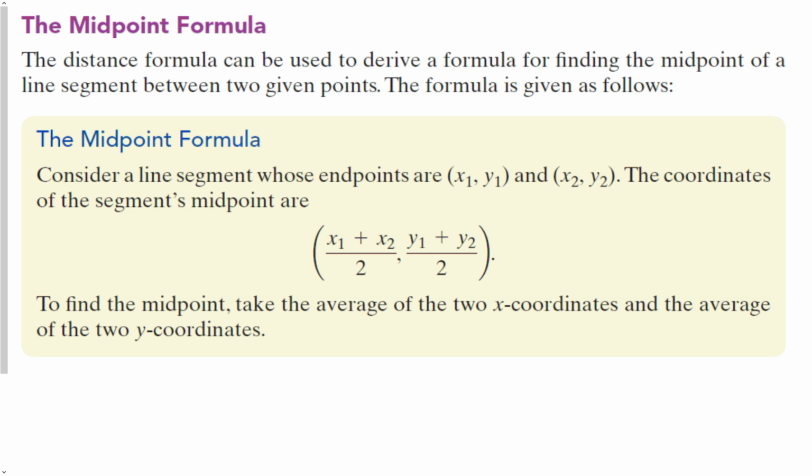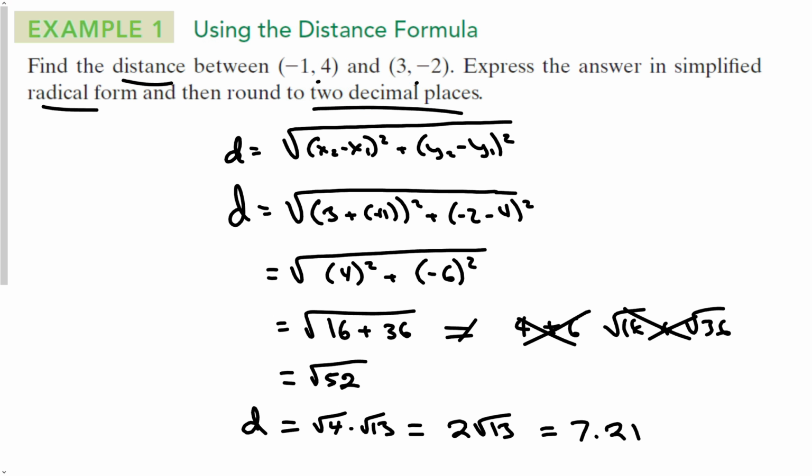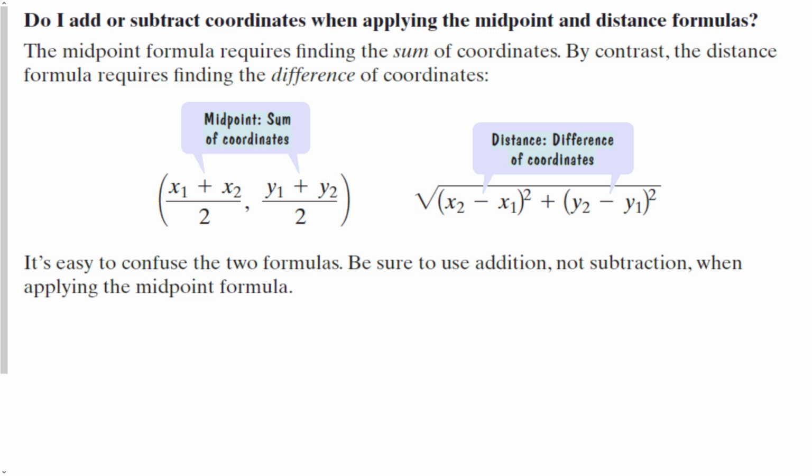Okay, so we're going to take the average of the 2 x coordinates and the average of the 2 y coordinates, and my answer is going to be a point. Right? We're going to have 2 coordinates. We're going to have the x coordinate and the y coordinate with a comma in between, in parentheses, to designate a point. Not a number, like the distance formula just gives me a number. The midpoint is going to give me a point.